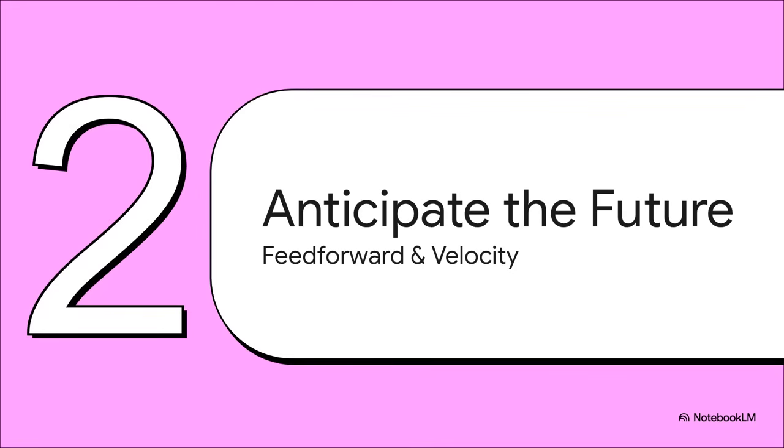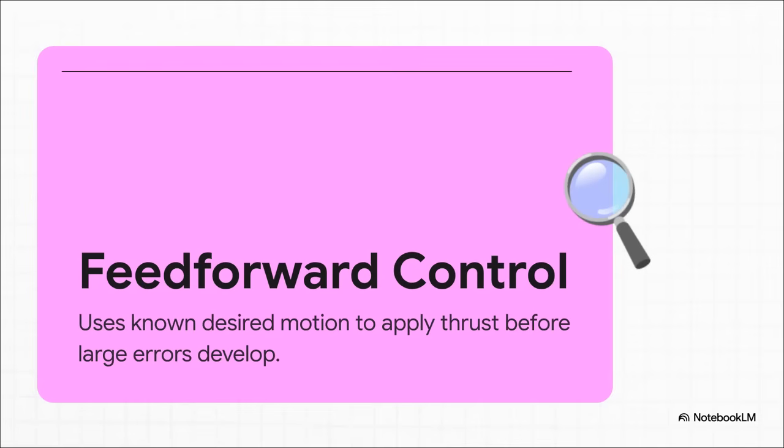Moving right along to Level 2, anticipating the future, featuring feedforward and velocity tracking. So what actually happens when your drone's target is moving so fast that a basic controller just can't keep up? We level up. We introduce feedforward control. Basically, we're teaching our drone to literally anticipate its next move, instead of just reacting to past mistakes. If we know the trajectory's expected acceleration, we can just apply that thrust in advance.